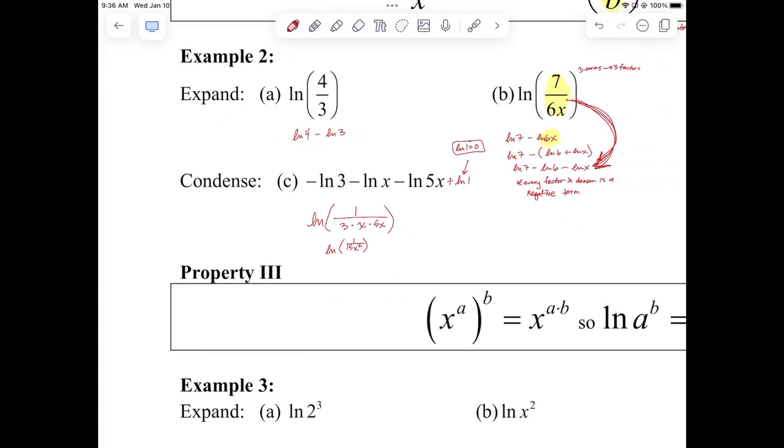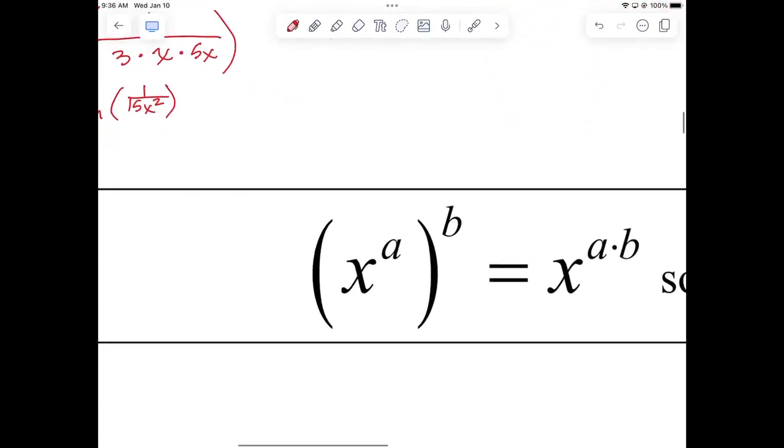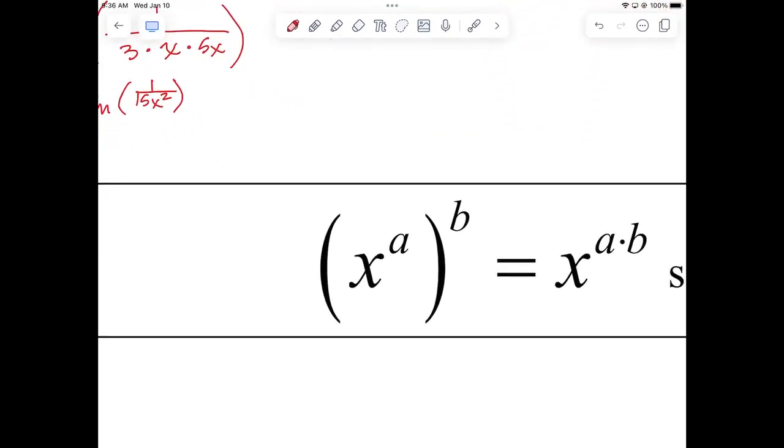All right, then the last property, which is my favorite property, if you want to write this on here, Corpy's favorite. Okay, Corpy's favorite. Look what this does. Whenever you raise a power to a power, what do you do? You multiply. So notice what we're doing here.